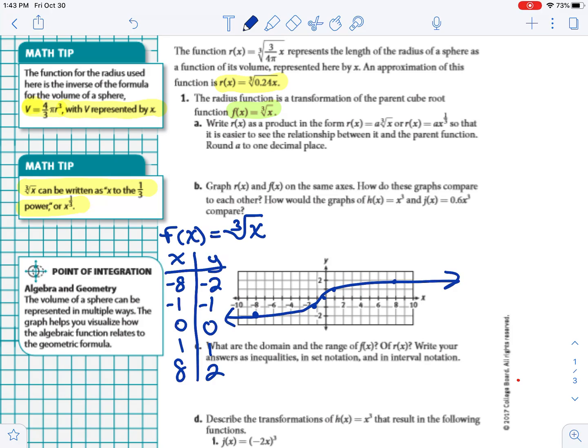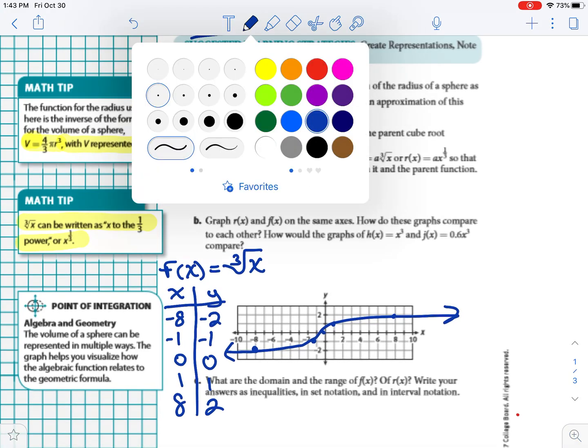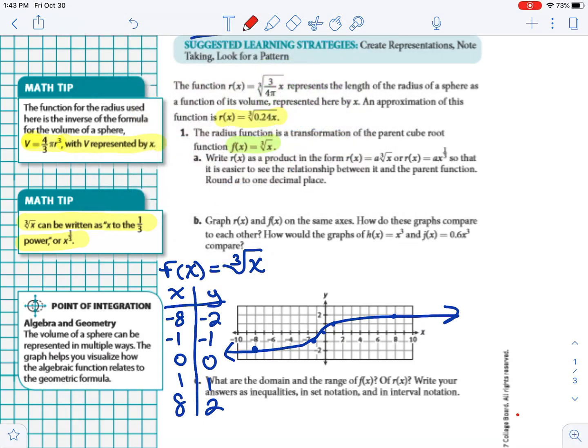Okay, now what we want to do is take a look at this messier cube root function they gave us. Cube root of 3 divided by 4 pi x. And if we simplify 3 over 4 pi, we do get the cube root of 0.24x. And if we pull that to the front by rewriting this as a product, cube root of 0.24 times cube root of x, we can even simplify it further and make it 0.6 times the cube root of x. So it's just a multiplier. It's a times the cube root of x.